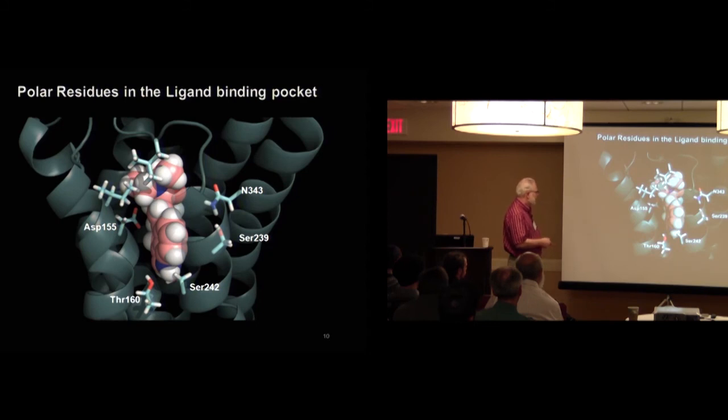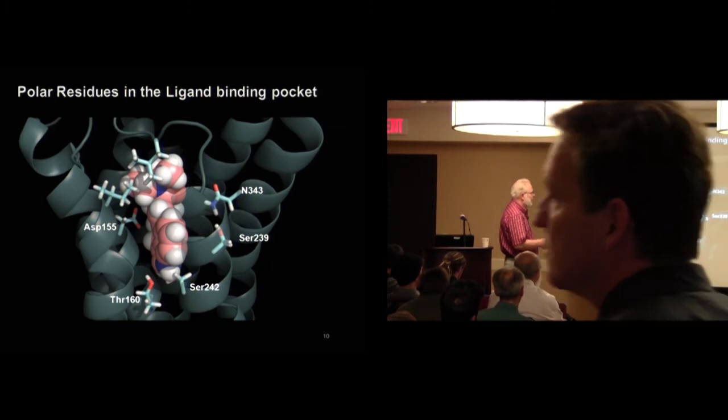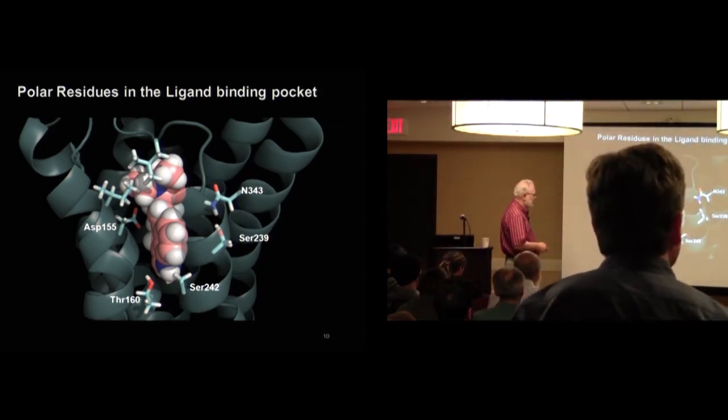There's an aspartate in helix 3, and this aspartate is what interacts with the charged amine in LSD or the amino group of DOI, etc. There's also a threonine 160 down here, which no one has paid any attention to and which we found is important for activation of these receptors. So try to keep in mind the serine 239, serine 242, threonine 160, and this asparagine 343.